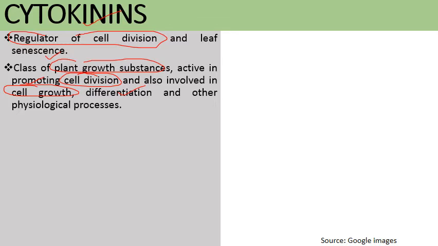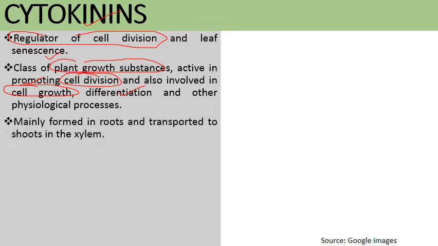Mainly they are formed in the roots and transported to the shoot through xylem. So they are produced when the shoot sends any signal, then they are formed in the roots, and then they are transported through xylem to the various organs where it is required.